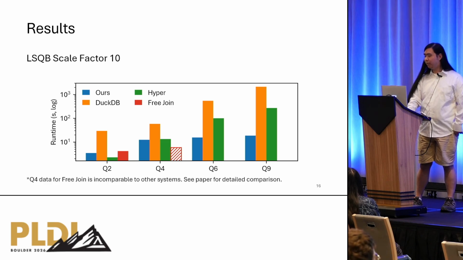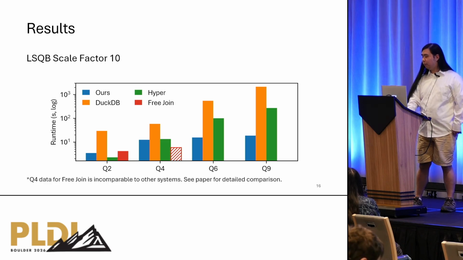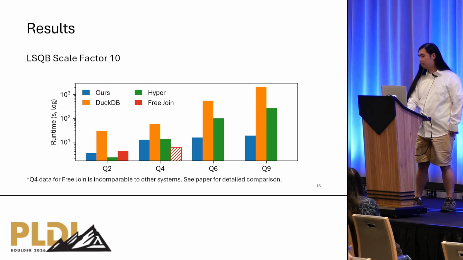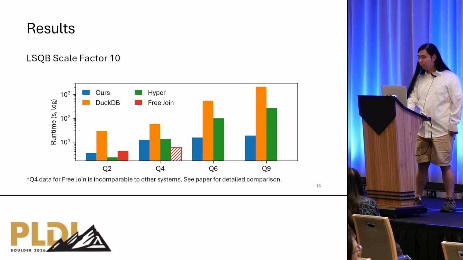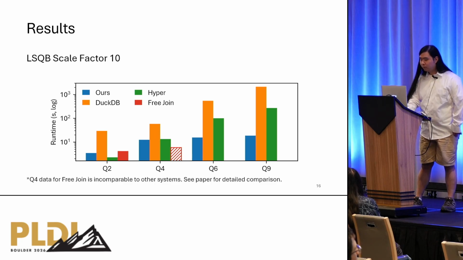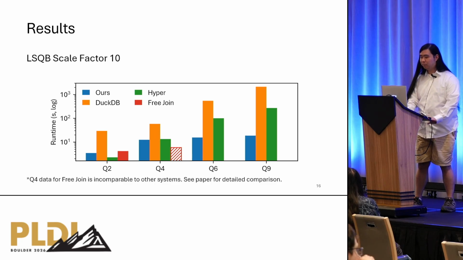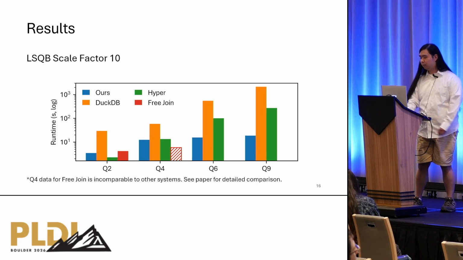Next, let's look at the results from the LSQB benchmark, which uses a diverse set of operations, including cyclic joins, union operations, and anti-joins. And we see that for Q2 and Q4, we are roughly comparable to Hyper, which uses pipeline fusion, as well as Free Join, which is a relatively recent implementation of worst-case optimal join. You'll notice that for Q4, there's a small caveat where, due to their output representation, they're not directly comparable. But in our paper, we have a detailed comparison where we show that we are, in fact, comparable.